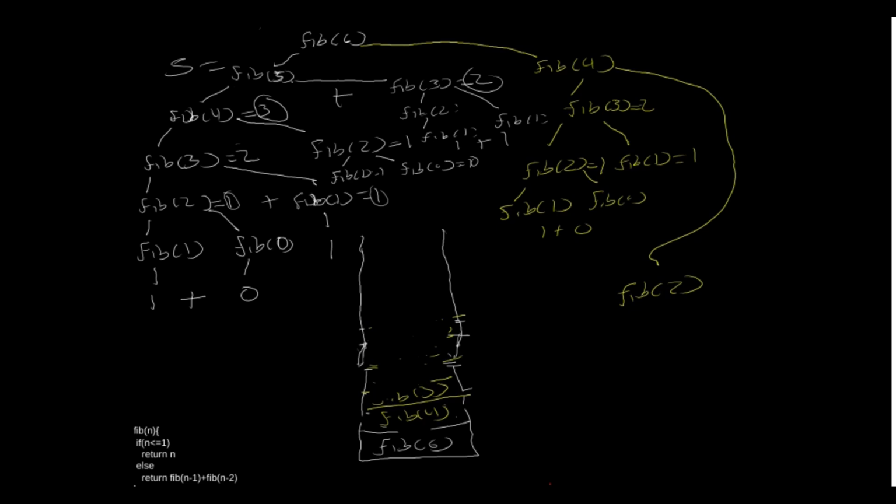Okay, fib is 2. So back at fib 4. So fib is 2. Fib is 1. Fib is 0. 1, 0. So fib 2 is 1.